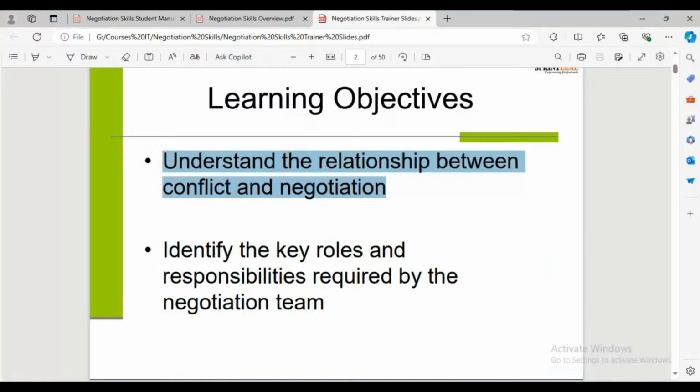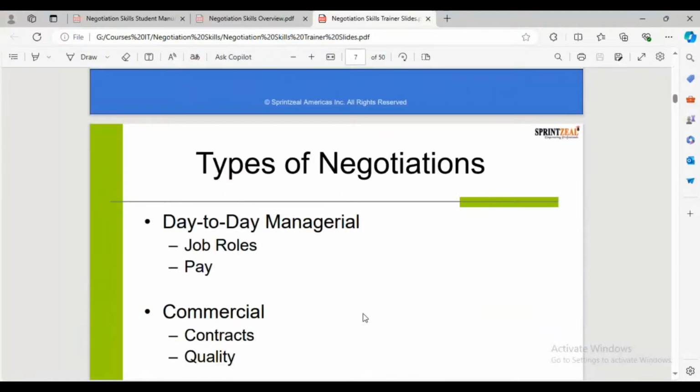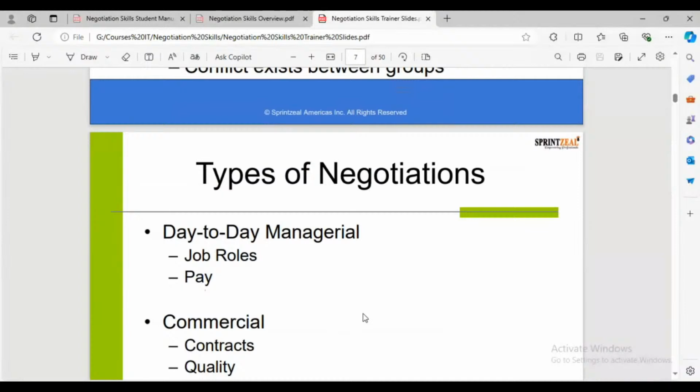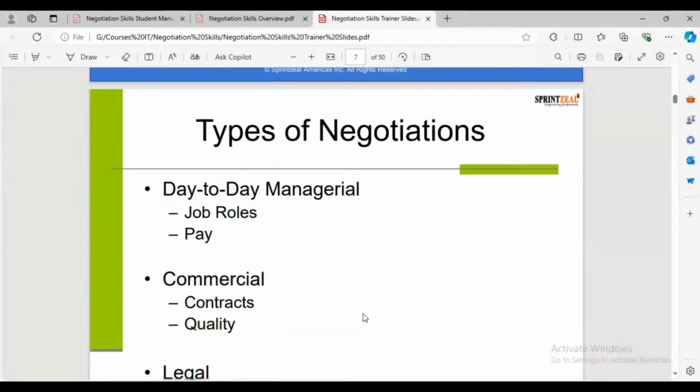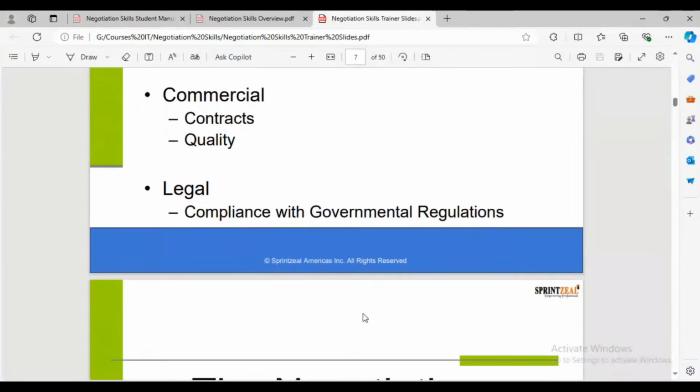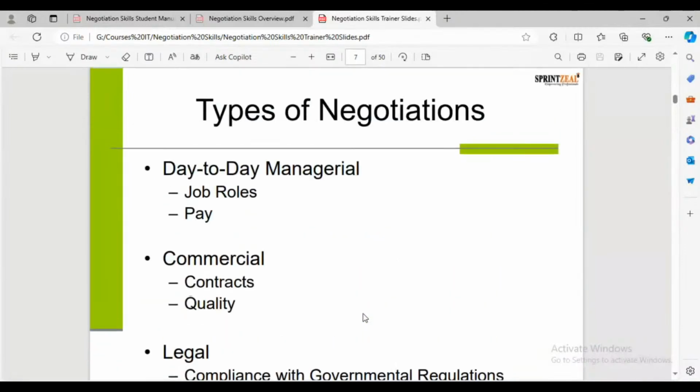All right. Let's start. Now I will conduct the assignment session at the end of the session. I will give you more questions to discuss. No problem. We were about to talk about types of negotiation. Here we have day-to-day managerial, which covers job roles and pay; commercial, with contracts and quality; legal, with compliance; and governmental, with regulations. We will discuss them in detail.